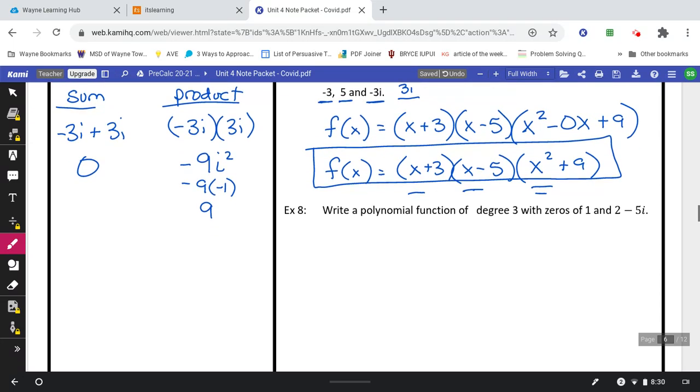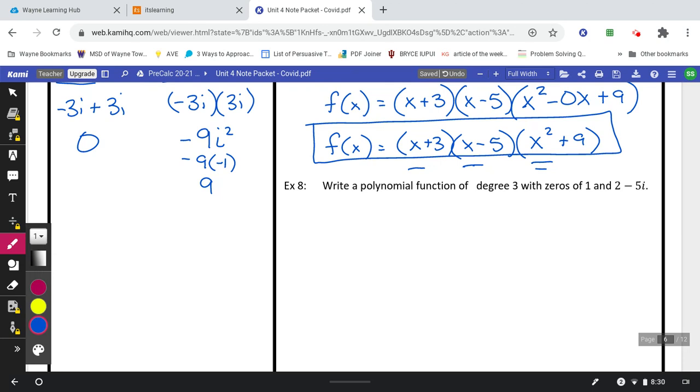Okay, so for example number 8, we're going to amp this up a little bit. I've got a degree 3, so I've got zeros of 1, 2 minus 5i, which means my other one is going to be 2 plus 5i. Change the sign of the imaginary number. Leave the sign of the real number alone.